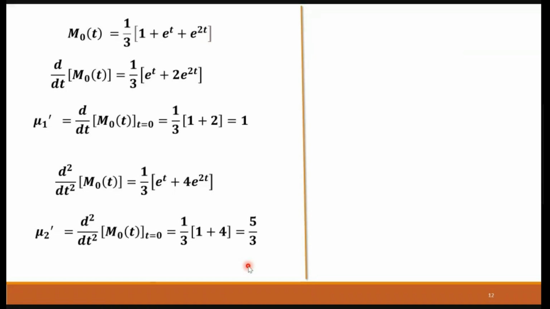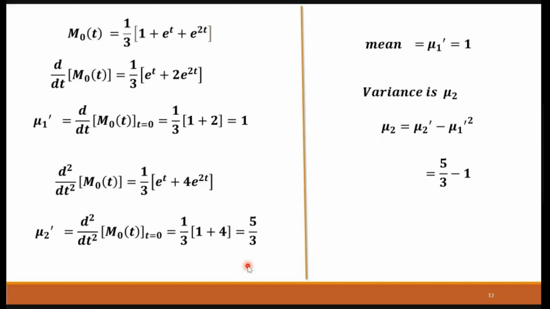Variance is not square root. Standard deviation is square root. Variance is mu2 only. Mu2 is equal to mu2 dash minus mu1 dash the whole square. Square root of variance is called as the standard deviation. Okay, so now we have mean is equal to mu1 dash, variance is mu2, which is equal to mu2 dash minus mu1 dash the whole square. That is equal to 5/3 minus 1 equal to 2/3.